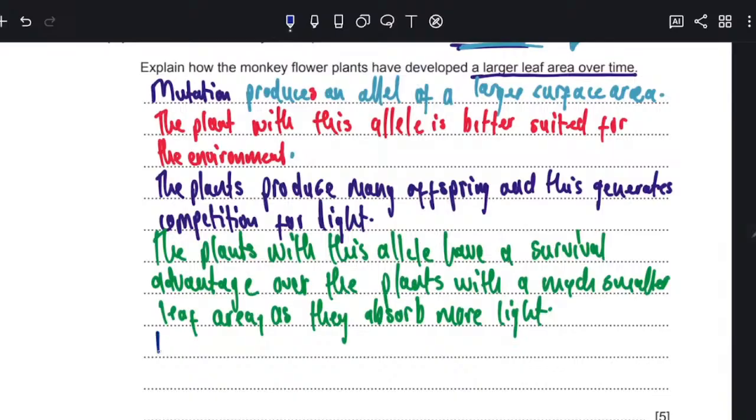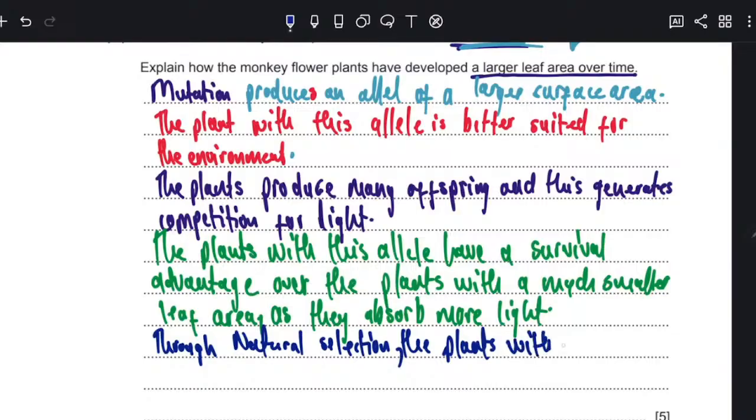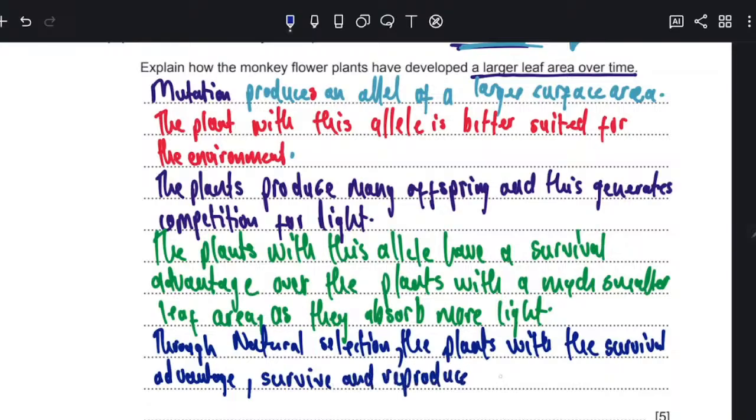So you can say, through natural selection, the plants with the survival advantage survive and reproduce better or more successfully, and produce more successfully. Passing on aloes.